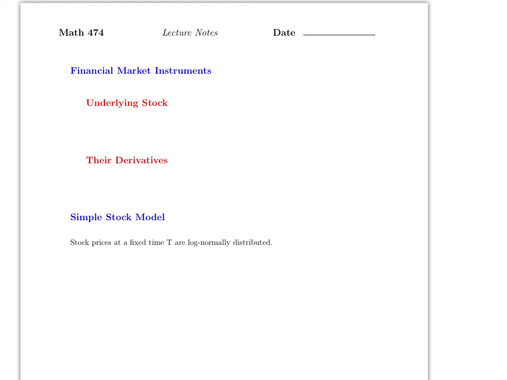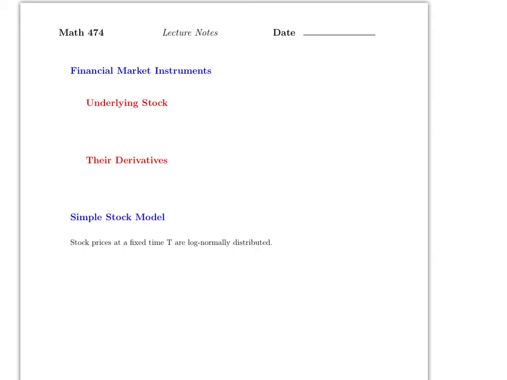Hello everyone, this video is going to cover sections 3.1 to 3.4 in the textbook. This chapter describes the foundation of mathematical finance, and we will focus specifically on finding the fair price of forward and futures contracts. All right, so let's start with some definitions.